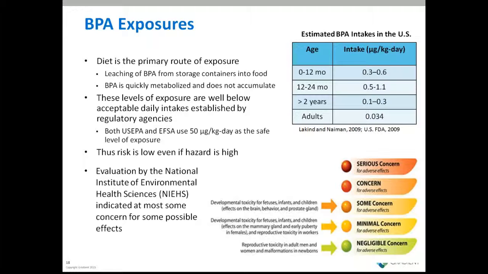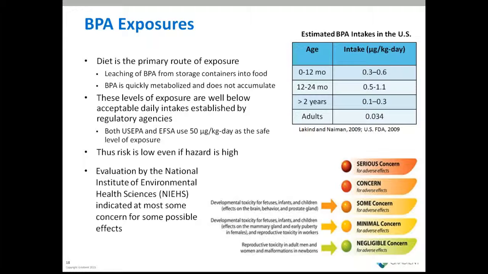And I think what's interesting is that the National Institute of Environmental Health Sciences did an evaluation of the health risks of BPA, and they looked at various different types of health effects and classed them into one of 5 categories, from negligible concern, shown there on the bottom right, all the way up to serious concern, shown in the orange there. And you can see that none of the concerns actually reached the level of concern or serious concern. At best, a few of them reached some concern, and many were either minimal concern or negligible concern.